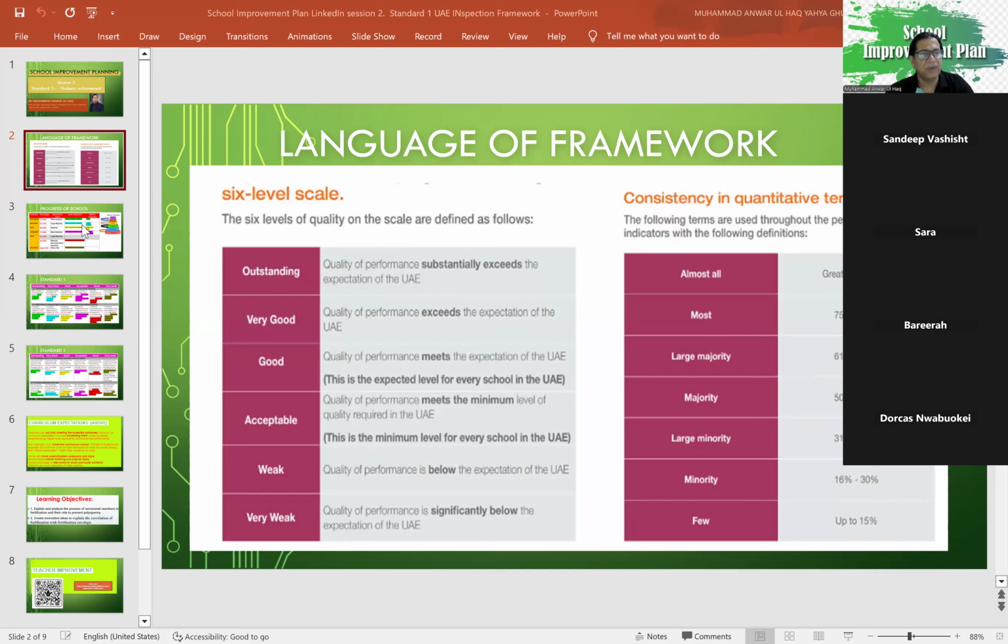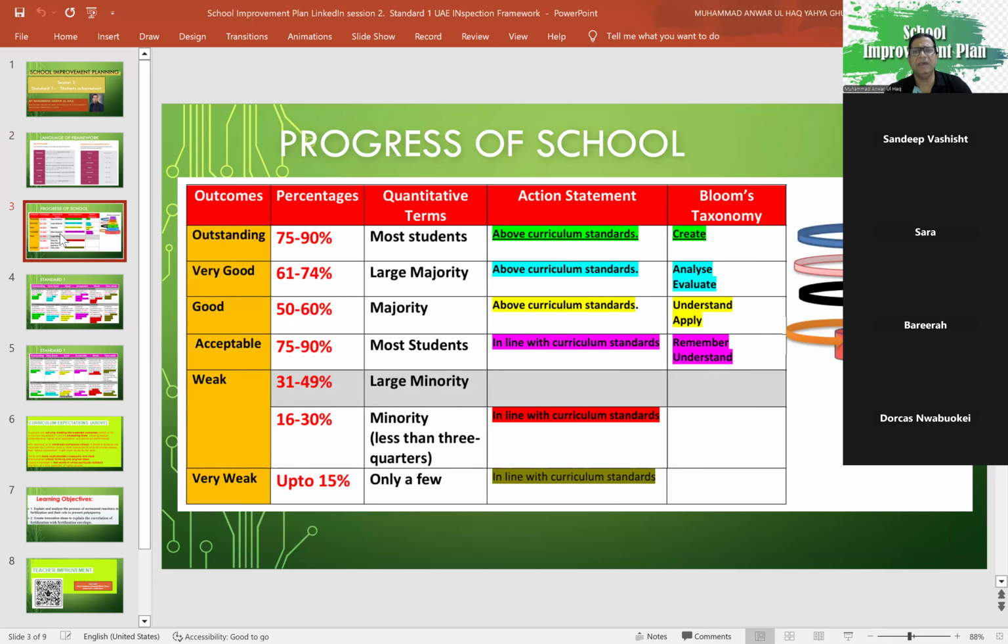Next, we are moving on. This slide is of key importance for you all. When we talk about this slide, about determining the progress of a school, you already know which rank you hold according to the previous review: whether your school was rated acceptable, good, very good, or outstanding.